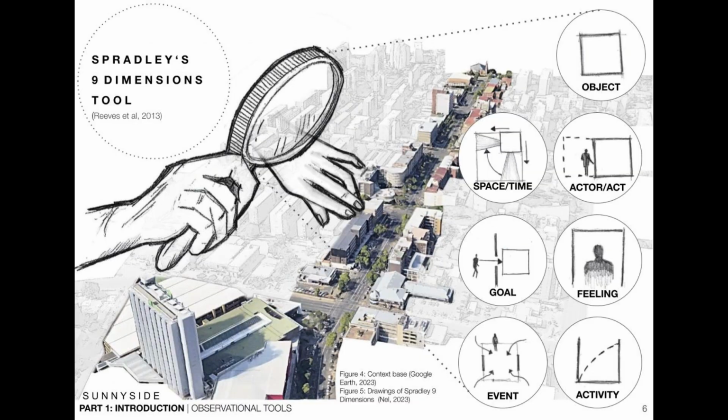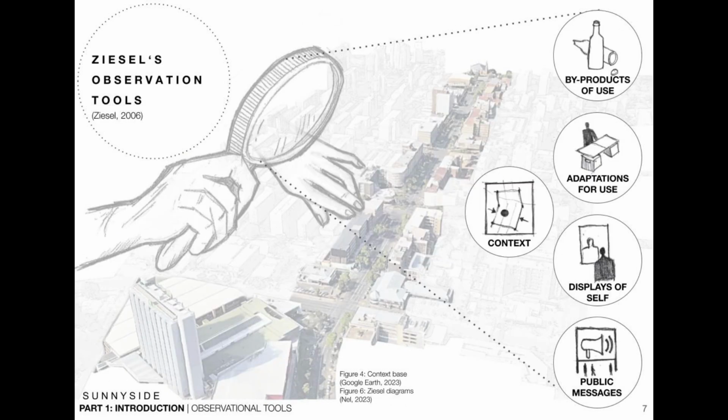When focusing on our context, it became important to employ some observational tools, one of them being Bradley's 9 dimensions, whereby we focus specifically on object, actor and act, feeling, activity, space and time, goal, and event, through our general observations as well as our specifically identified food and fashion typologies. And the next observational tool being Ziesel's observational tools, focusing on byproducts of use, adaptations for use, displays of self, public messages, and the context itself.